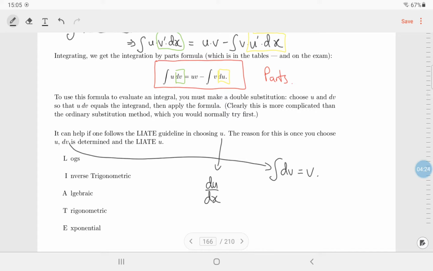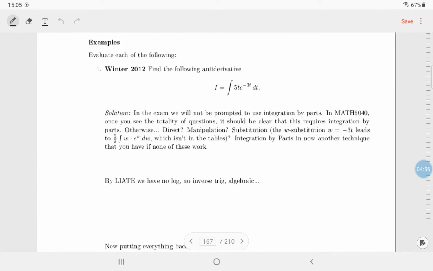So what the LIATE rule is about is a way of picking u, which in fact makes dv lower on this list. You pick u to be the first thing and everything else is then dv. These things are in reverse order of difficulty of anti-differentiation. So exponential, down the bottom, is the easiest thing to anti-differentiate, then trig, then algebraic, etc. So that's the philosophy, as it were, of picking u by LIATE. Now, to be honest, what we need to see here is examples.